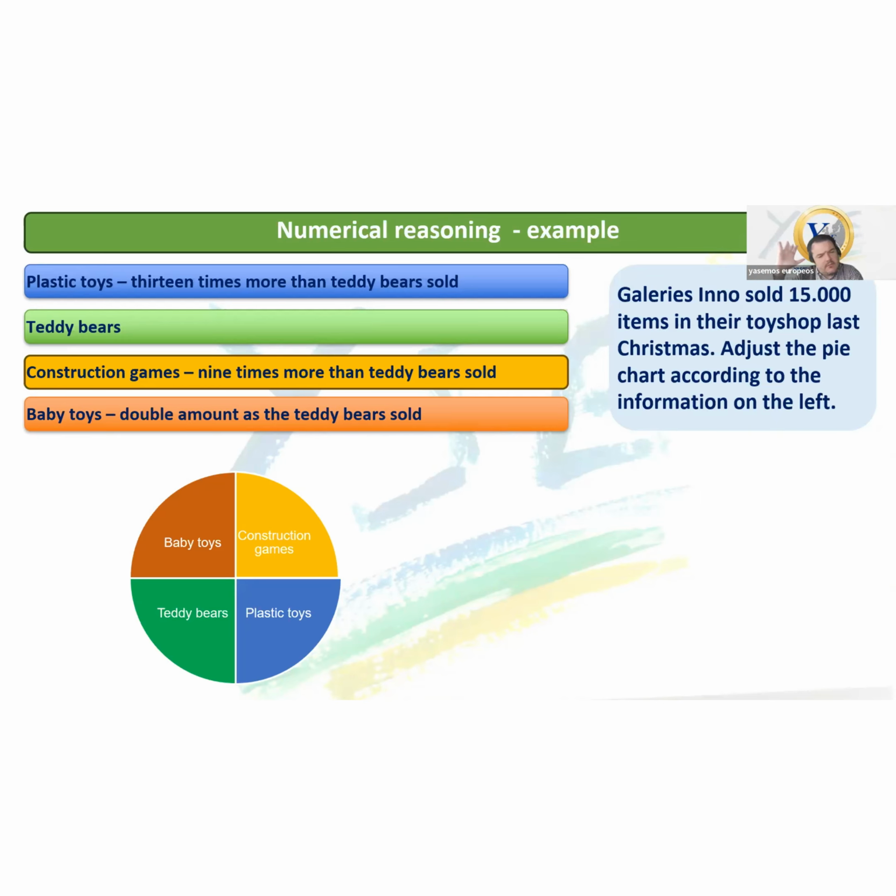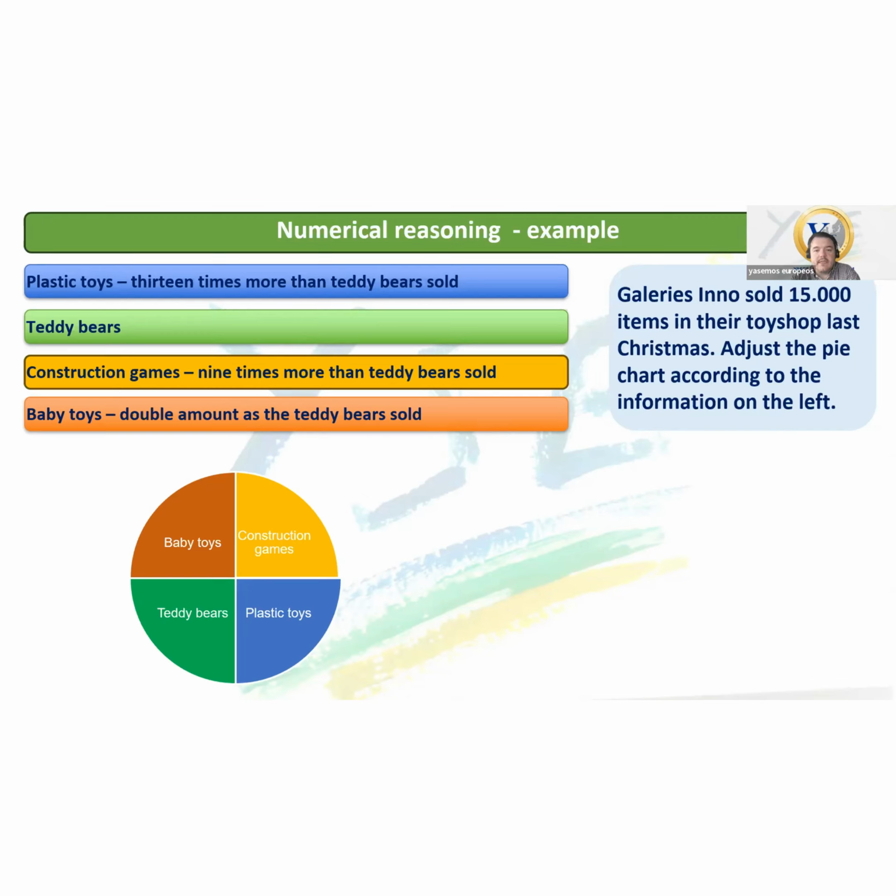Maybe you remember, maybe you don't. So you can stop the video for 1 minute and read the whole information that you see on your screen. This is a classic example of numerical reasoning. You have a series of conditions, this time about toys. We have galleries that sold 15,000 items in the toy shop last Christmas.